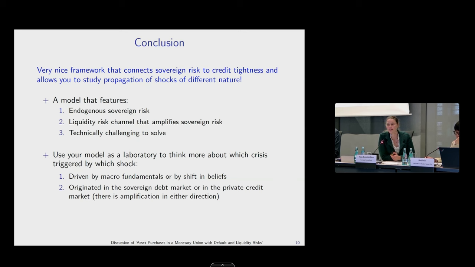And then I would think more whether the crisis originates in the sovereign debt market or in the private credit market, because you can get amplification in both directions. And finally, because we are thinking about the euro area, I would try to think harder about the spillovers from one country to the other, also connecting the financial sector more.